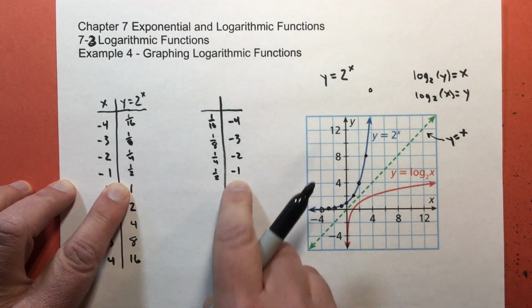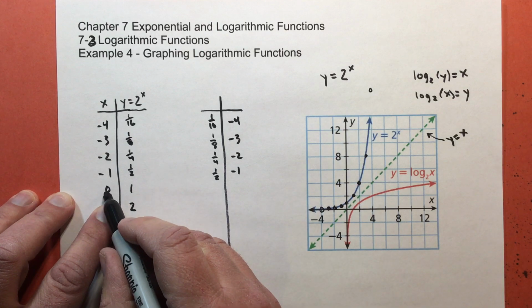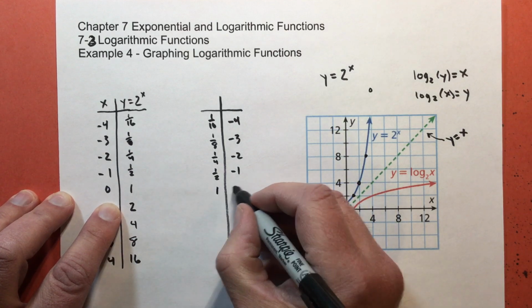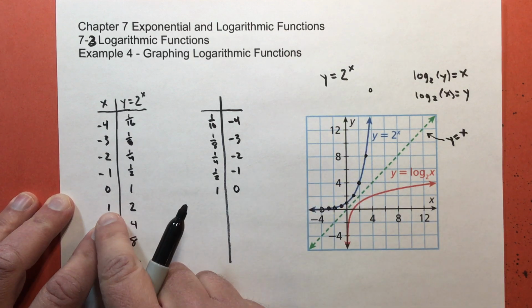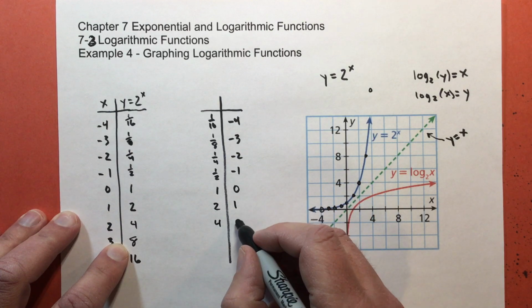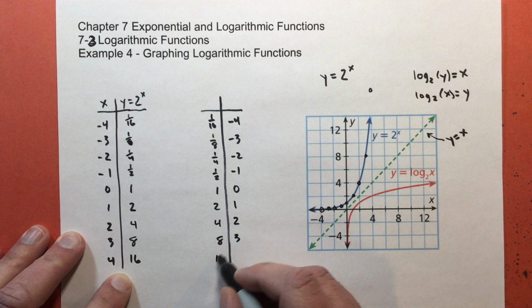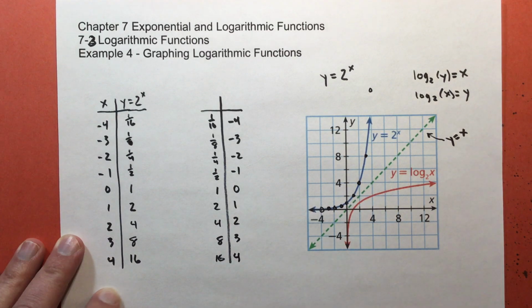Tried to keep them on the same line, but I'm not. Hopefully you guys are okay with that. Instead of 0 gives 1, 1 gives 0. Instead of 1 gives 2, I flip them. 2 gives 1. 4 gives 2. 8 gives 3. And 16 gives 4.